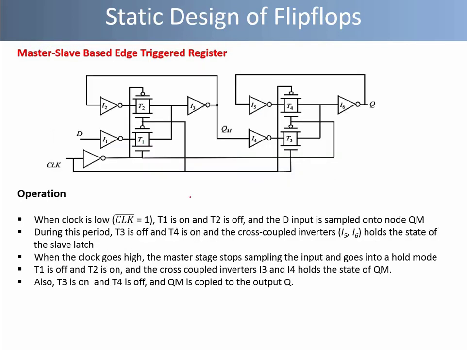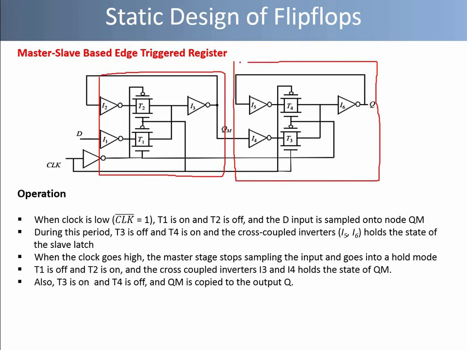This is a transistor level implementation of a master slave based edge triggered 1-bit register using transmission gate based latches. The first half of the figure implements a master latch, whereas the second half implements a slave latch. So when clock is equal to 0, clock bar is equal to 1. Here we have a 1 with the NMOS of this transmission gate, whereas we have a 0 over here. Similarly, we have a 0 over here and 1 over here.